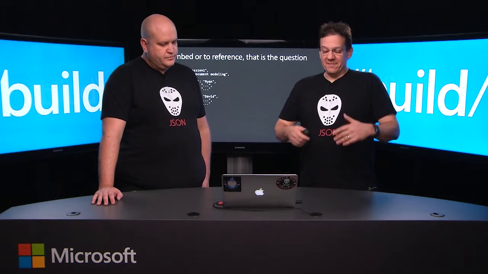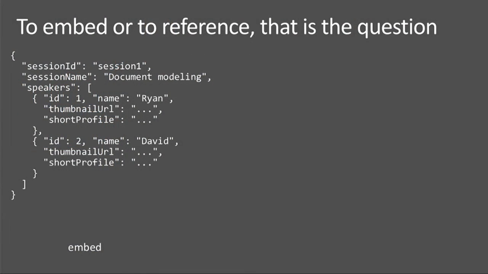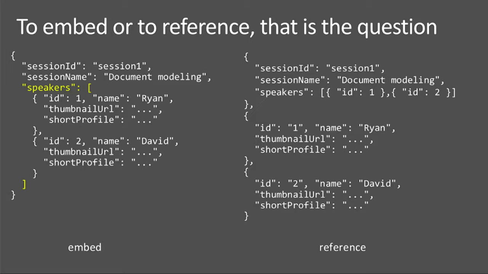So here we have just one example of a document. It's a session, like a talk session that we're doing right now, document modeling, and it has an array of speakers which is embedded in that document. Now we could also take the reference approach, where we have this document for the session and we have separate documents for the speaker. So the question is, how would we choose?